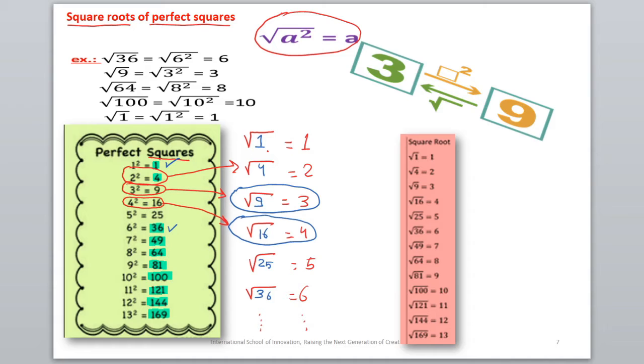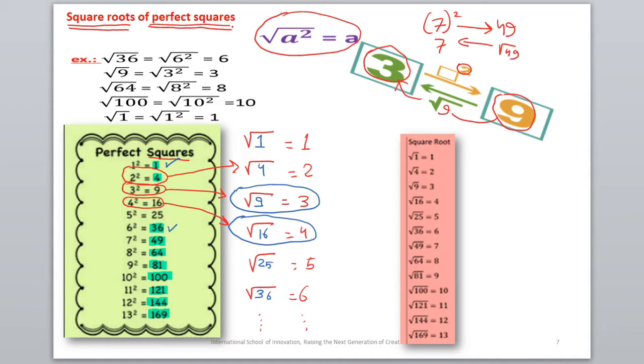If I square 2, I get 4. If I take the square root of 4, I get 2. If I square 3, I get 9, and if I take the square root of 9, I get 3. If I square 7, I get 49, and if I take radical 49, I get 7. So they are opposite to each other. This is what we mean by square roots of perfect squares.